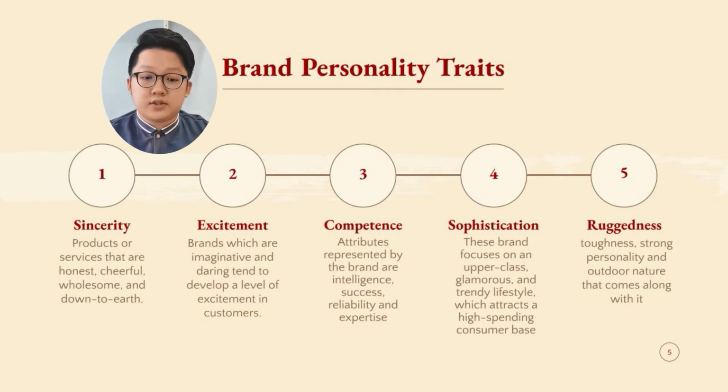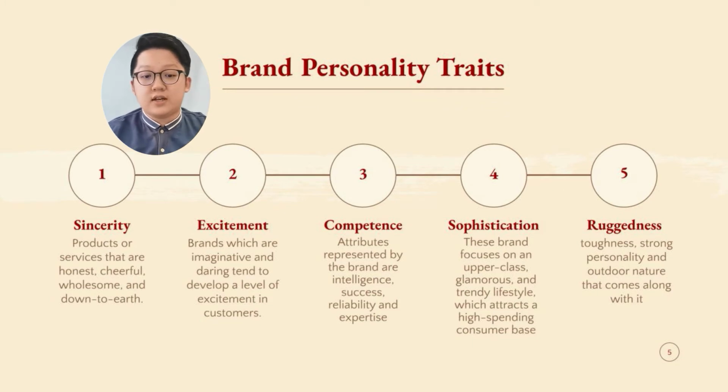Okay, and the fourth one is sophistication. This brand focuses on an upper class, glamorous, and trendy lifestyle which attracts a high-spending consumer base. For example, Apple, Rolex, or Gucci bags. And the last one is ruggedness. Ruggedness is for products with toughness, a strong personality, and the outdoor nature that comes along with it. For example, Timberland and also the Jeep brand.